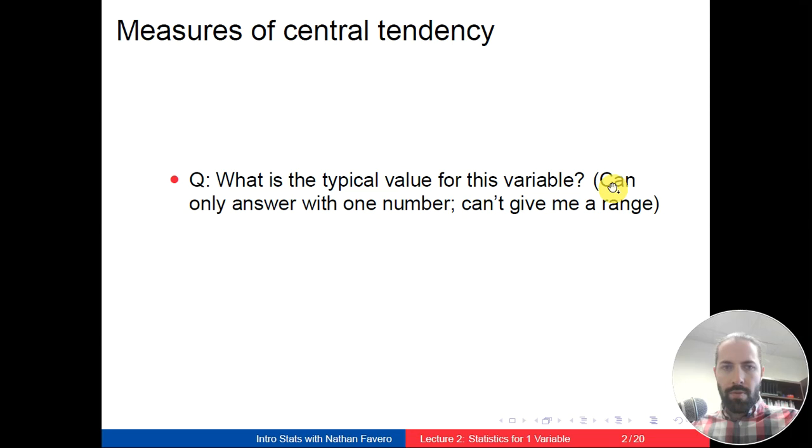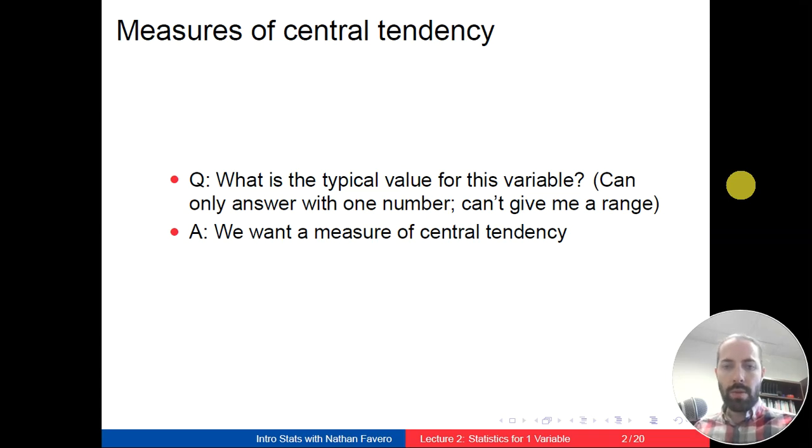So, first, we want to think about how would we answer a question if somebody asks me, what is the typical value for a particular variable? Let's say I have a data set of individuals and my variable that I'm interested in is age. And someone asks me, what's the typical age of someone in your sample? Specifically, I'm going to think about if I want to answer that with just a single number, like saying, well, the typical person in my sample is around 19 years old, as opposed to giving a range. We'll come back to that idea of a range later. But for starters, we want to think about just giving a single number.